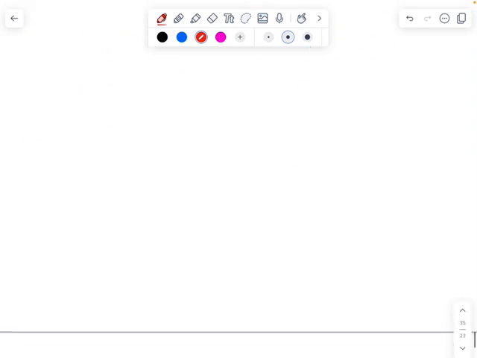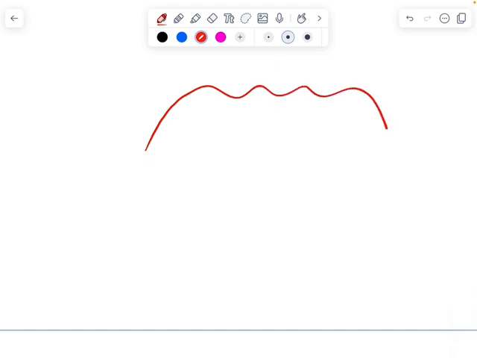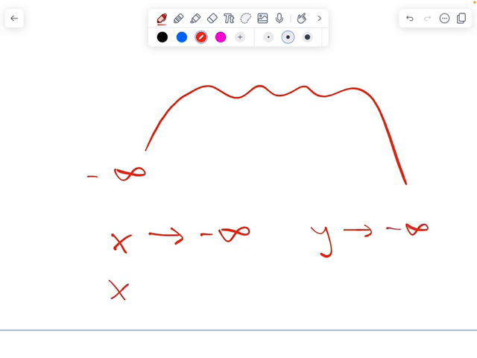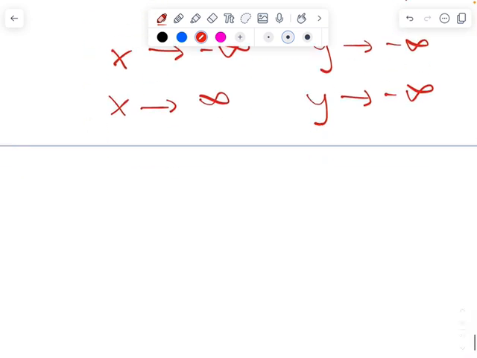Now to describe a sad face, you say overall, as your x value goes to the left, as you approach negative infinity, your y value goes down. It goes down towards negative infinity. And as your x value goes to the right, your y value also droops down to negative infinity. So for a frowny face, we describe its end behavior like that.